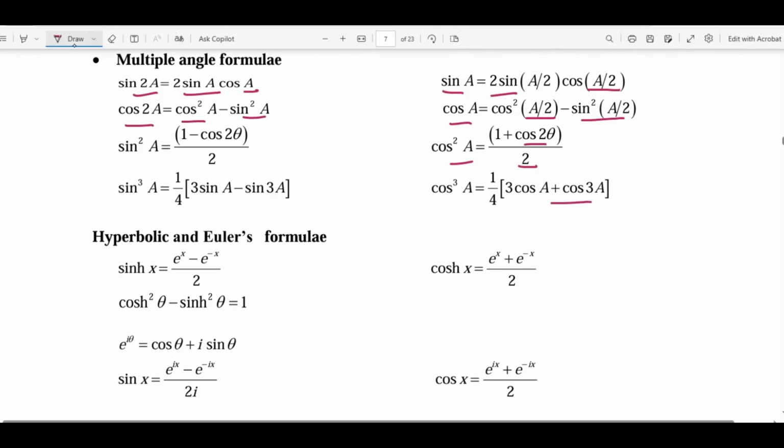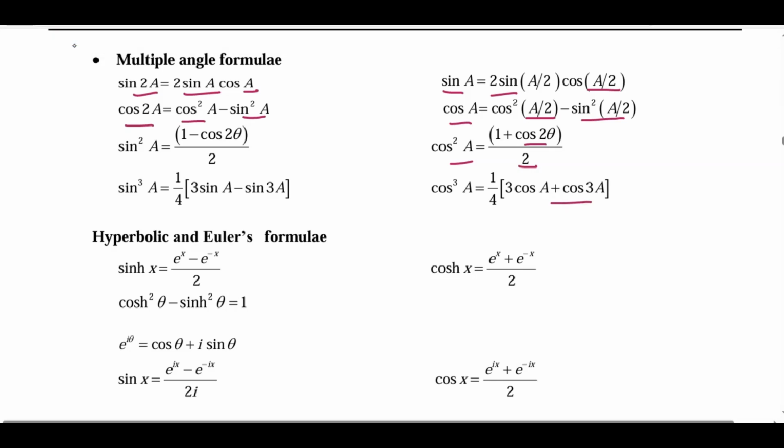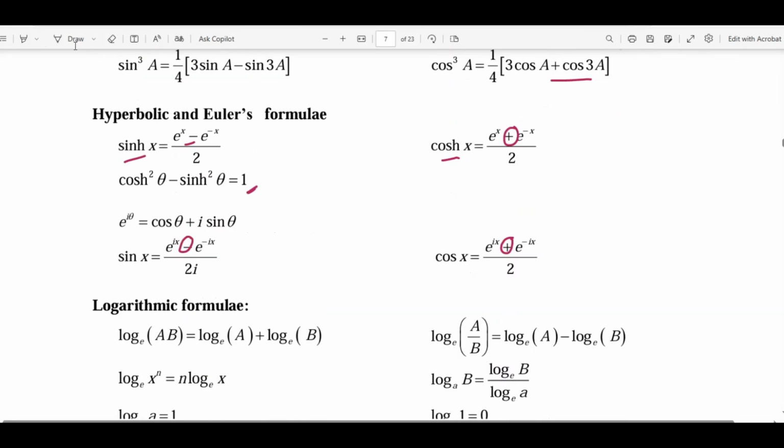Then you have hyperbolic and Euler formulas. Sinh x will be (e power x minus e power minus x) divided by 2. It is the same, for sin it is negative, for cos it is positive. Then you have cosh square theta minus sinh square theta is also 1. Then e power i theta will be cos theta plus i sin theta. Sin x will be (e power ix minus e power minus ix) divided by 2i. Again it is the same, only the sign changes.